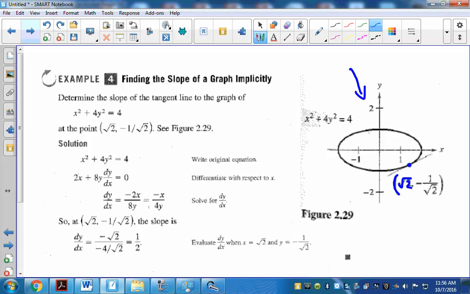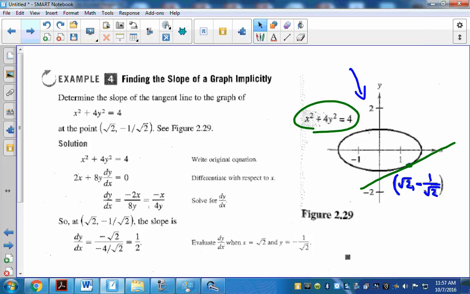For this one, we'll actually go ahead and double check and make sure that those coordinates satisfy the equation. But the task is to find the slope of this tangent line. And they've shown it graphically. Our task is what is the slope of the green line. Okay, so here's the equation. First of all, let's go ahead and just do the algebra. Verify that the point (root 2, -1 over root 2) satisfies this equation.